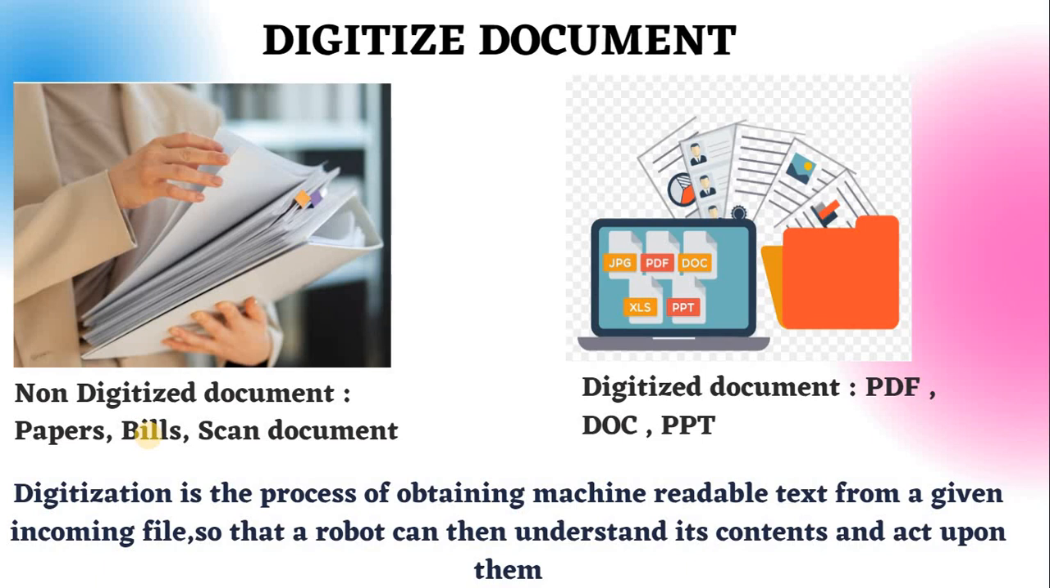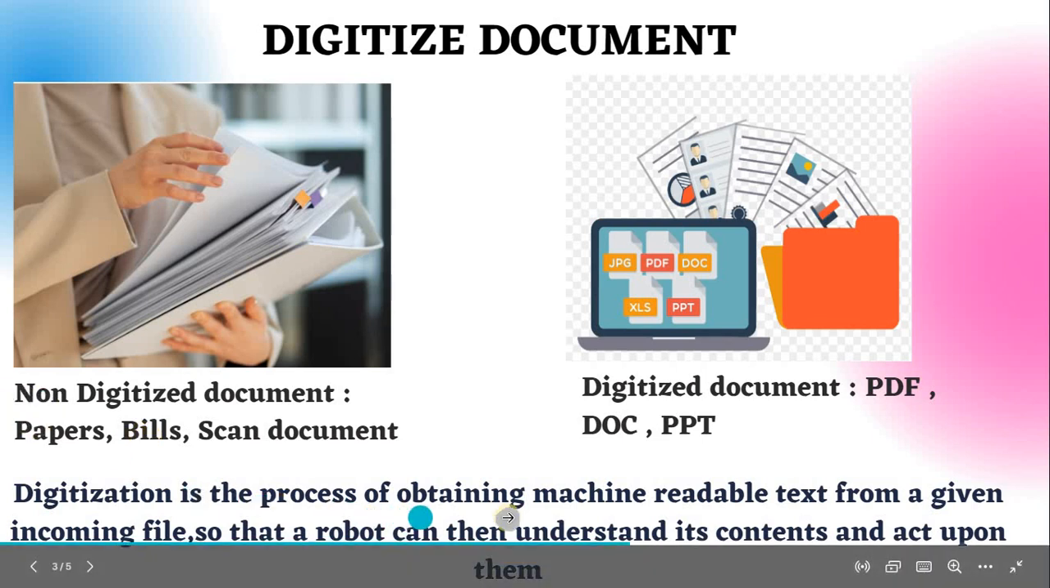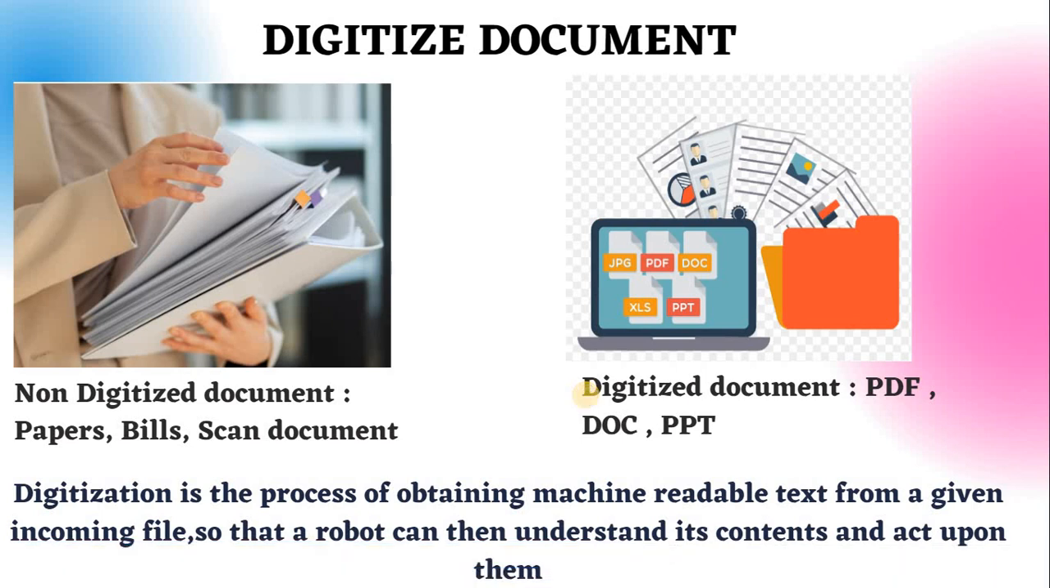When we go with document understanding, we need to handle digitized as well as non-digitized documents. Digitization is the process of obtaining machine readable text from a given input file so that a robot can understand its contents and act upon them. That means whichever format the bot gets, non-digitized or digital, it first needs to convert the non-digital document into a digital format. Once converted into a digitized format, the bot will take actions on it.